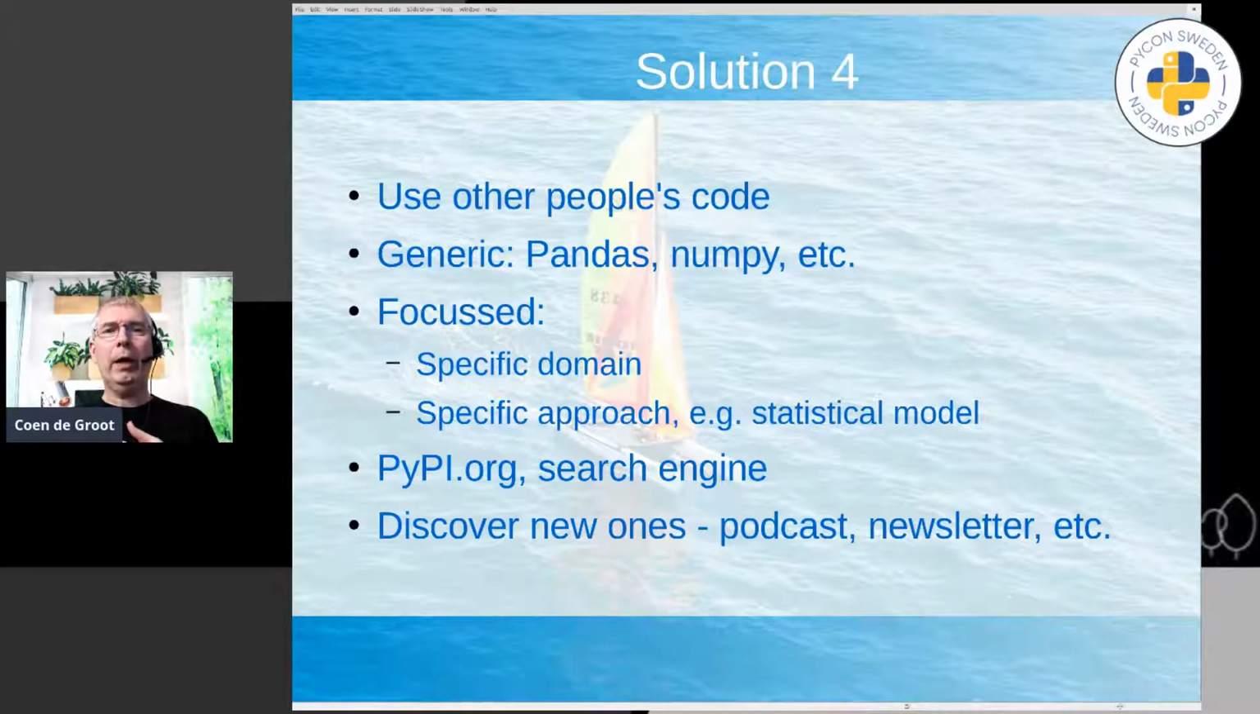Personally, I have been accused of reinventing the wheel, because sometimes it seems easier to just start from scratch and just write it yourself. But using other people's code, you've got often code that is tested a lot more, that has been tried in a lot of different cases, gives a lot of flexibility. So you can use pypi.org to look for other people's code. Of course, you can also use a search engine.